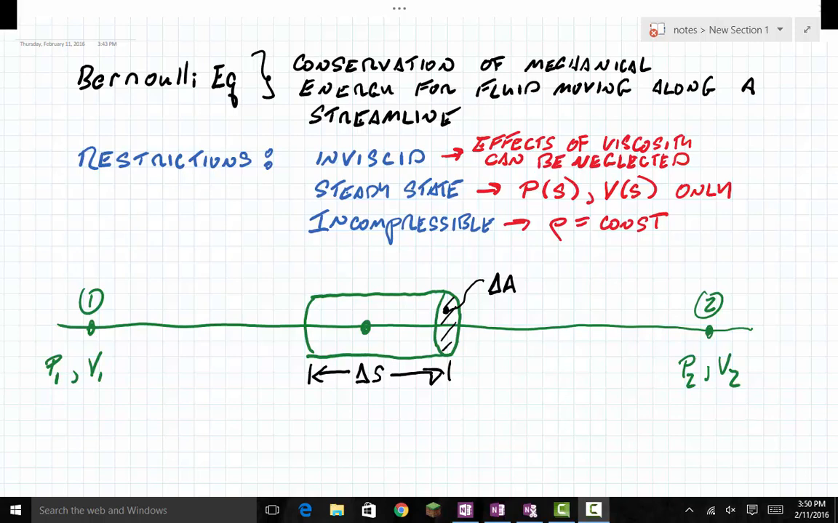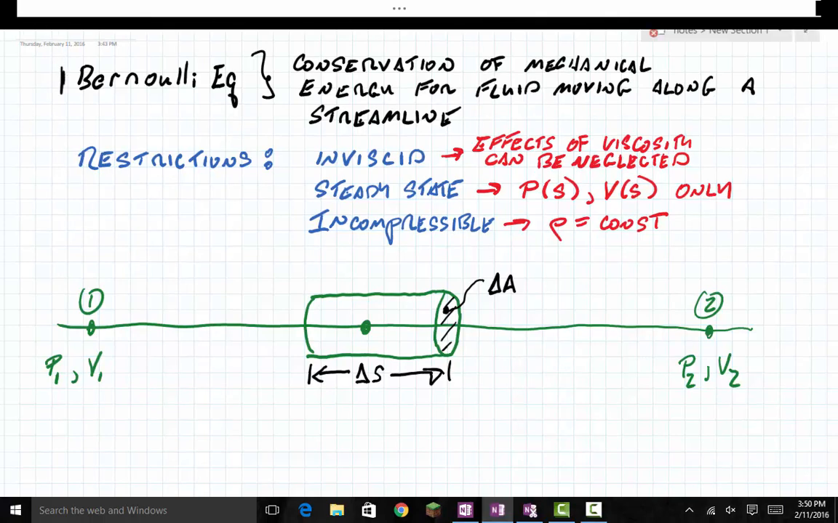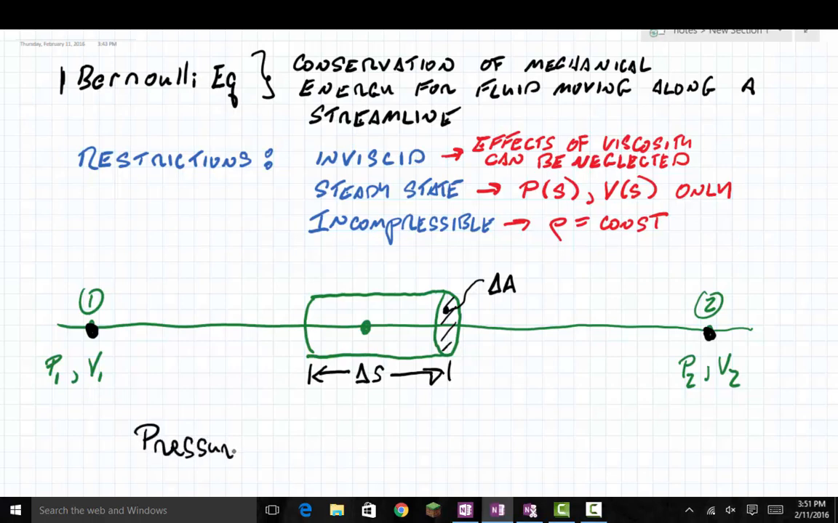Hi, in this second video discussing Bernoulli's equation, I'd like to just recap what we did in the first video. So again, Bernoulli's equation is an expression of conservation of mechanical energy for fluid moving along a streamline. So we have a fluid particle at station 1 and a fluid particle at station 2, and we're saying that its mechanical energy, meaning its pressure, its kinetic energy, its velocity, and what we're going to introduce, its gravitational or potential energy, are all related and they're all constant.